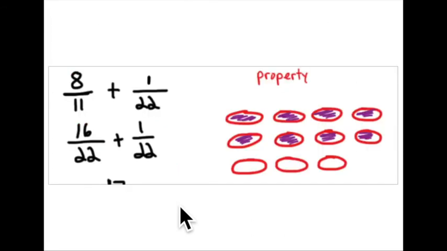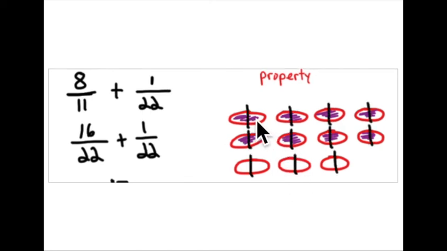Let's take a look at going from 8/11 to 16 22nds. So draw 11 things, and this is what I mean. You've got to do the work. You've got to make some drawings, try to visualize it. So draw 11 ovals, shade in 8 of them. So that's 8/11. And so now you come along and you divide each of these 11 pieces into 2 parts. Well, how many pieces are you going to end up with? You're going to end up with 22 pieces.